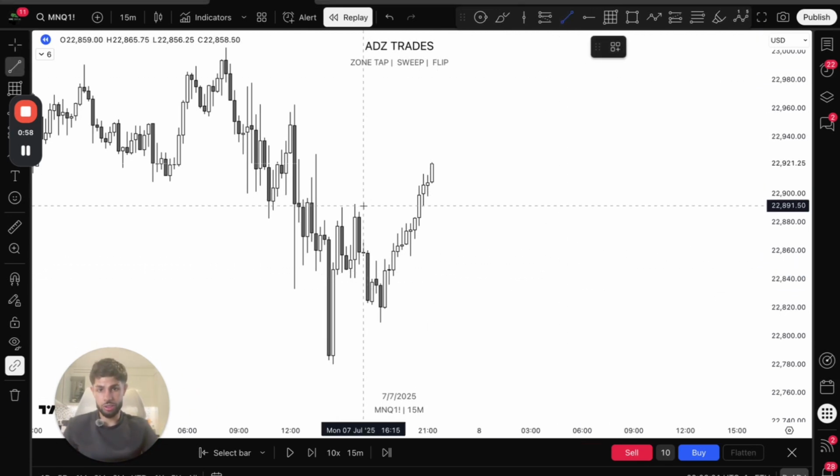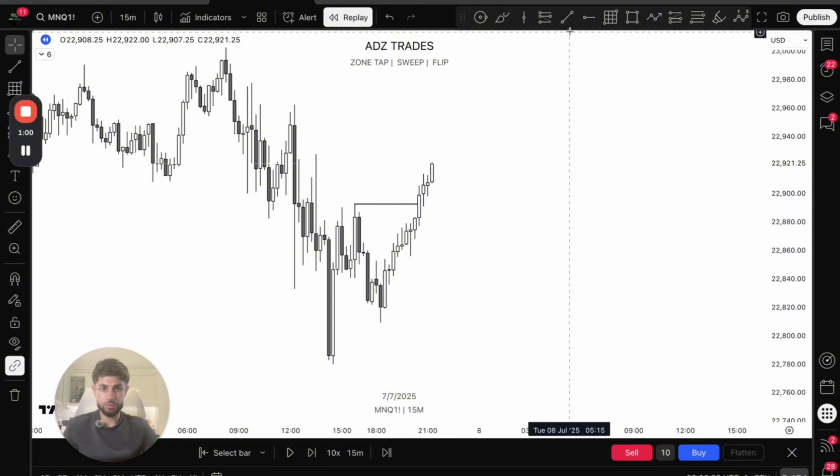For the structure, let's say you're focusing on this break of structure here. You have a high, you have a candle close.